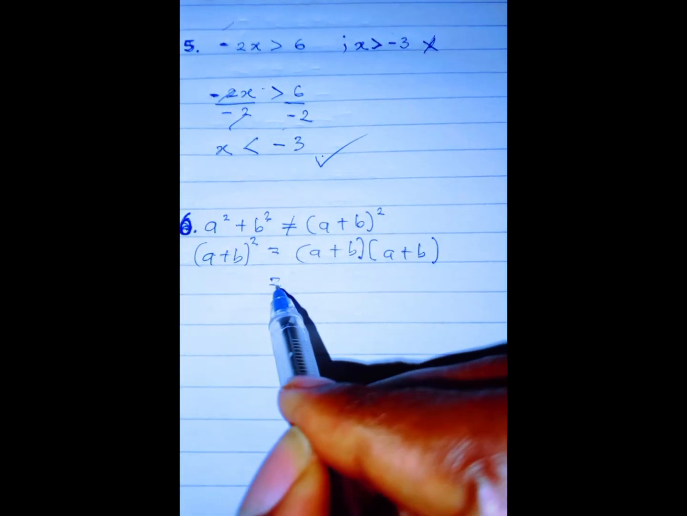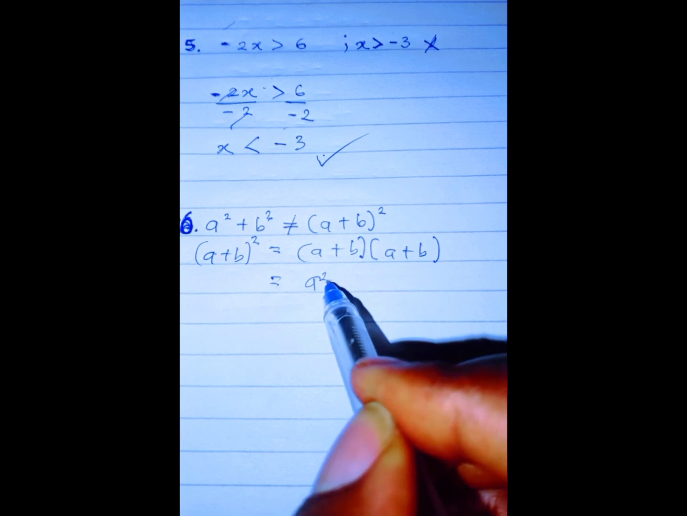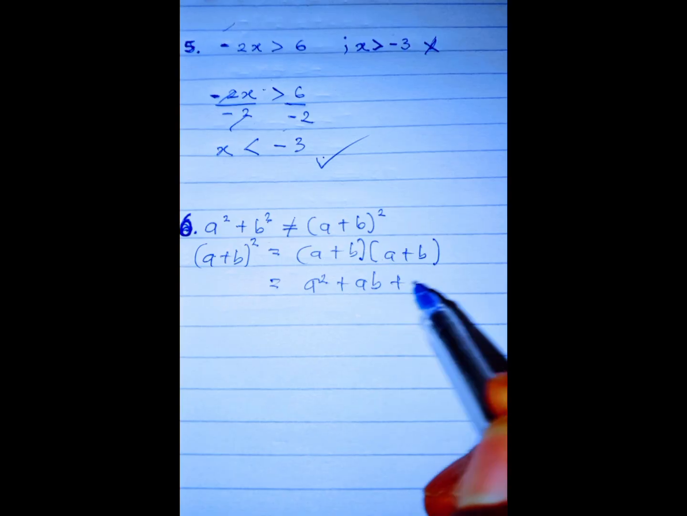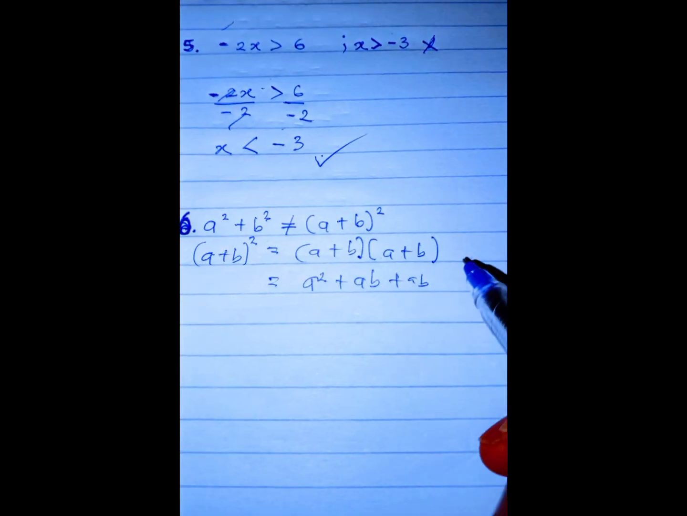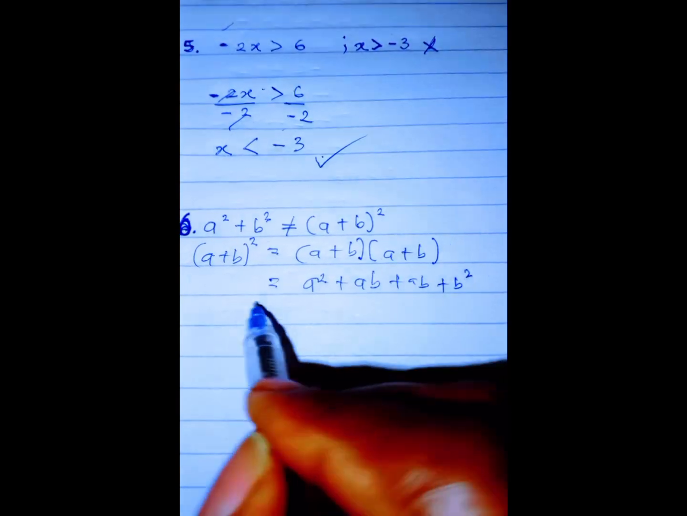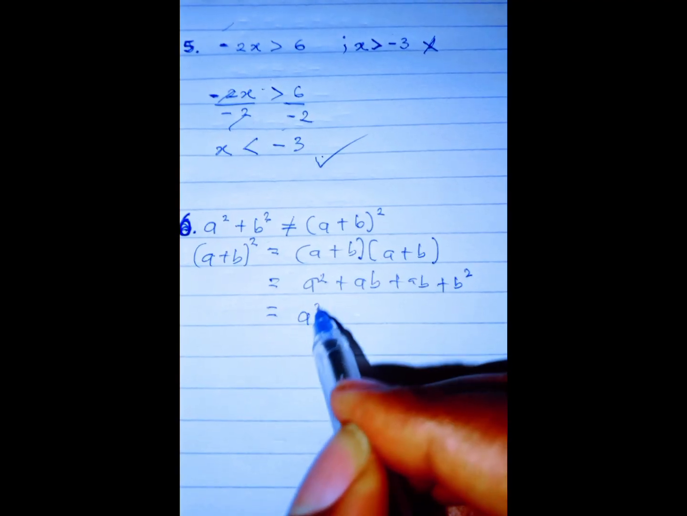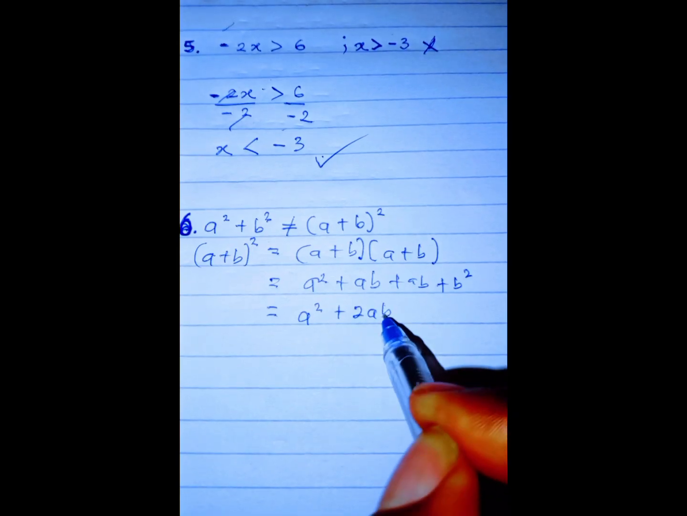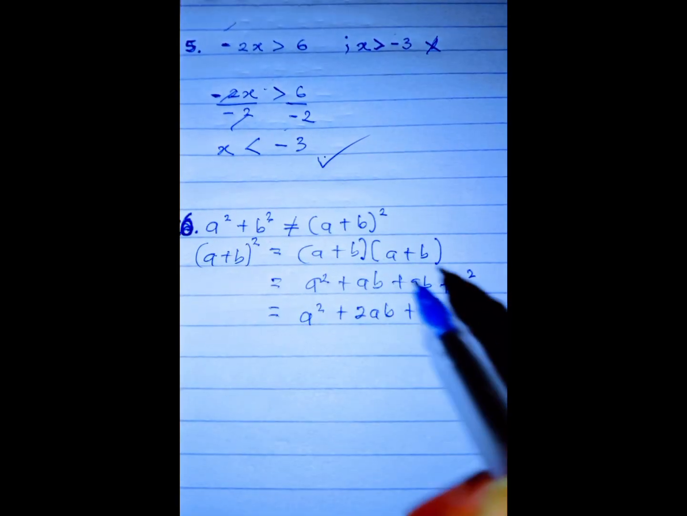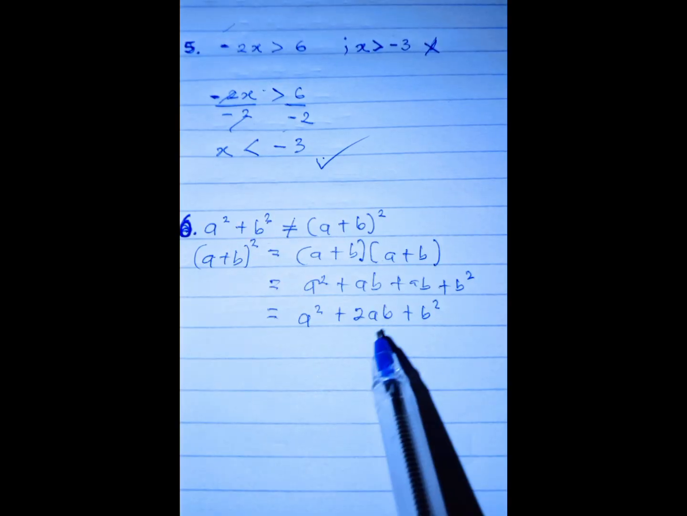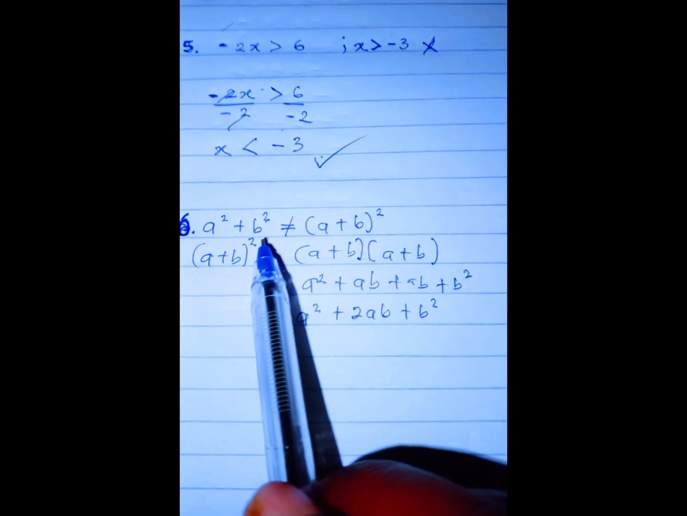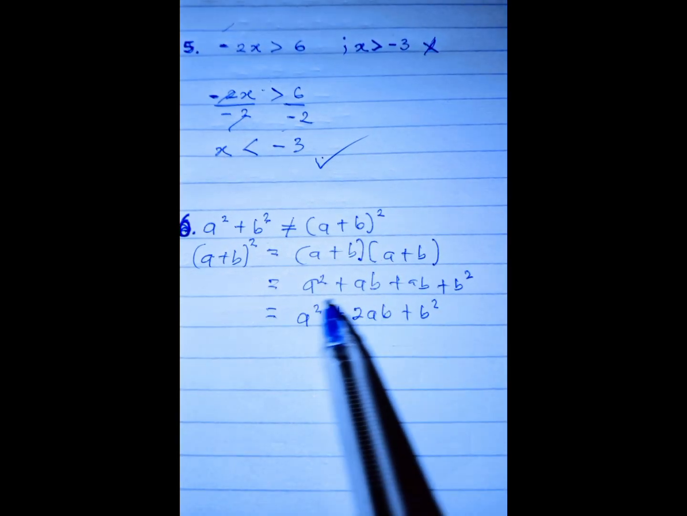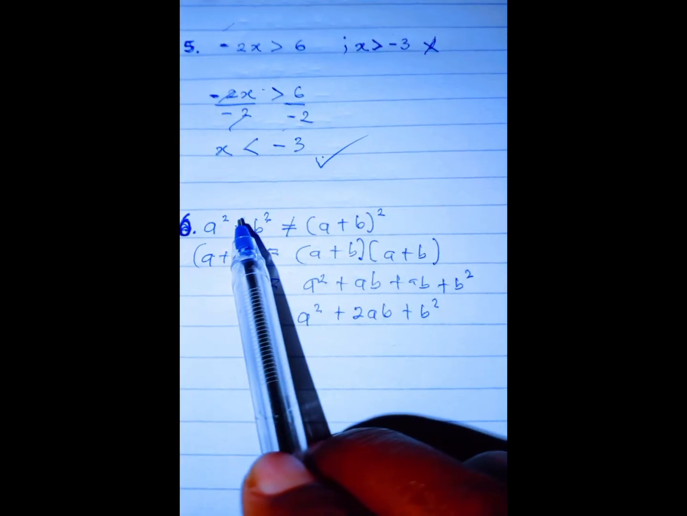So opening the bracket, you're going to have a times a. You're going to have a square plus ab plus this times this. You're going to have plus ab. Then plus this times this. You're going to have plus b square. So simplifying further, you're going to have a square plus ab plus ab. You're going to have 2ab plus b square. So you can see that this is not equal to this, because if you expand this bracket here, you're going to have this. So this one is not equal to this.